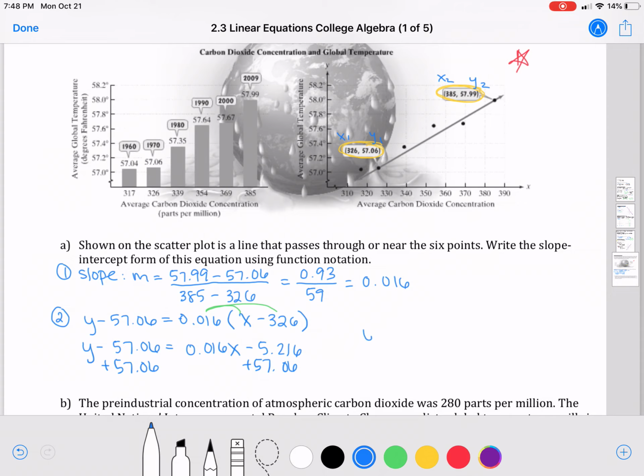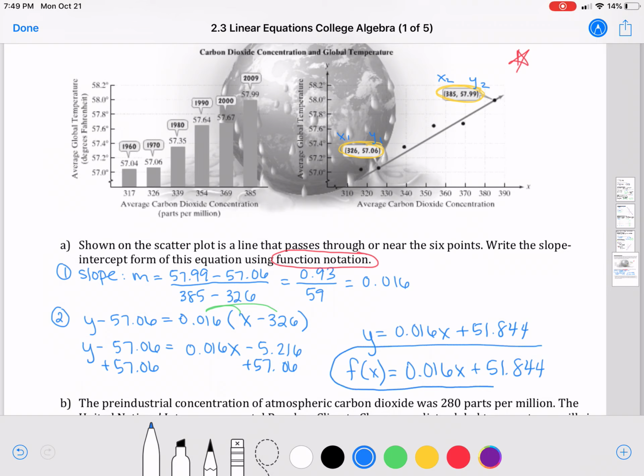So we have y equals 0.016x plus 51.844. Okay, so we are almost done. It tells us to write it in function notation, which changes it up a little bit. Remember, function notation is f of x, so we're just going to change this y to be f of x and then rewrite our equation. f of x equals 0.016x plus 51.844. You are going to have problems like this on your homework. Make sure you read what it wants it rounded to, if it's the 100th or the 1000th place.